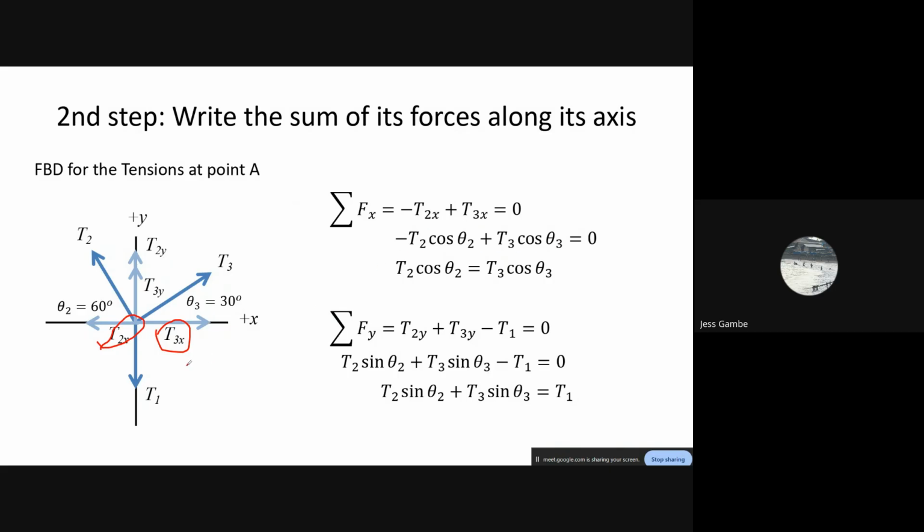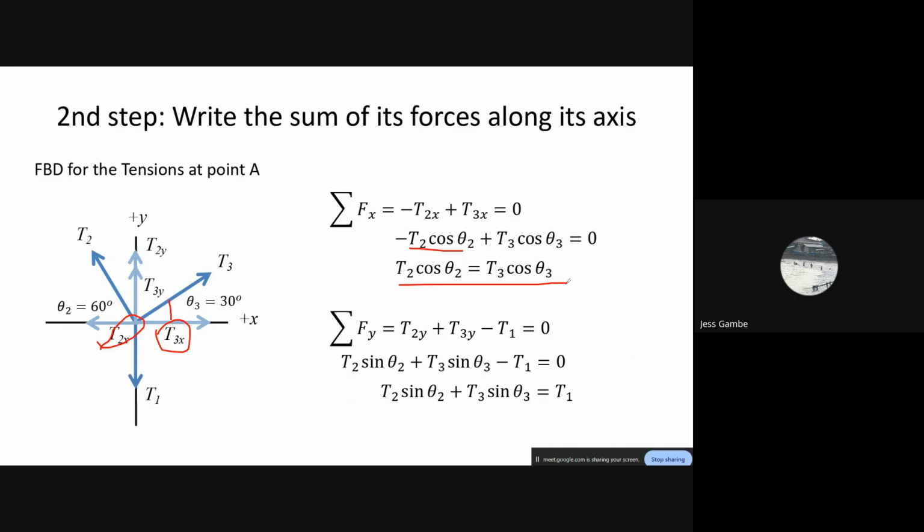Okay, and we know by trigonometric function, T2x is T2 cosine of theta 2 along X. T3x is again a cosine function, along the x-axis. Transposing one to one side, you are left with this expression here. Of course, it cannot be solved yet because T2 and T3 are both unknown.